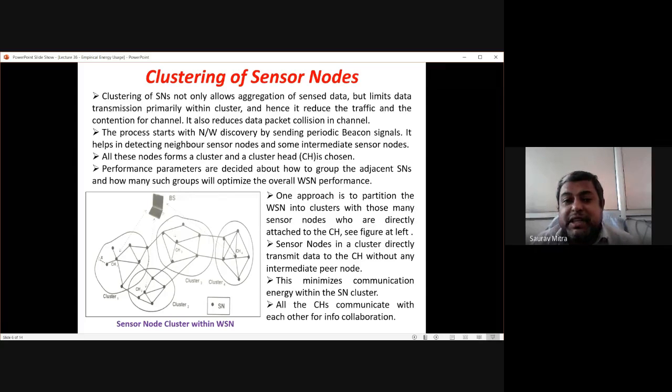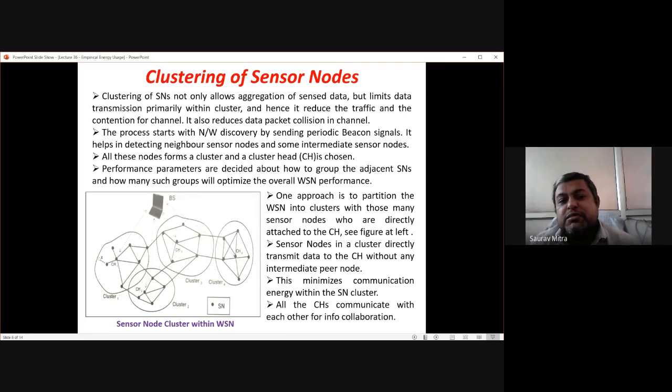So the process starts with network discovery. That means as soon as all the sensor nodes are deployed, they try to find out their reference location. That is the network discovery process, and there are many methods. Beacon signal based network discovery is one of the important methods that they are proposing. The periodic beacon signal helps in detecting neighbor sensor nodes and some intermediate sensor nodes. So these are attributes of beacon based signaling. You can read that.